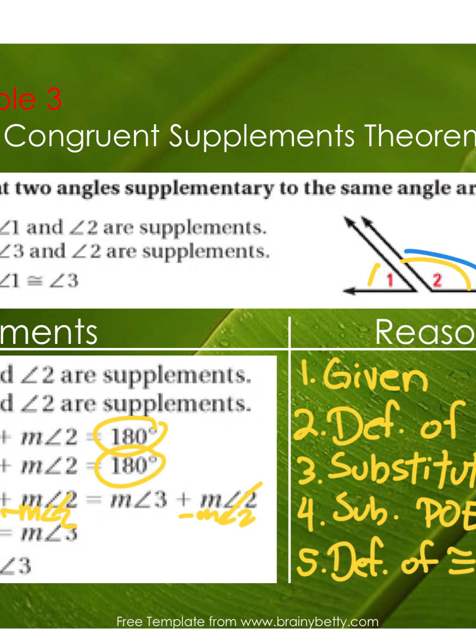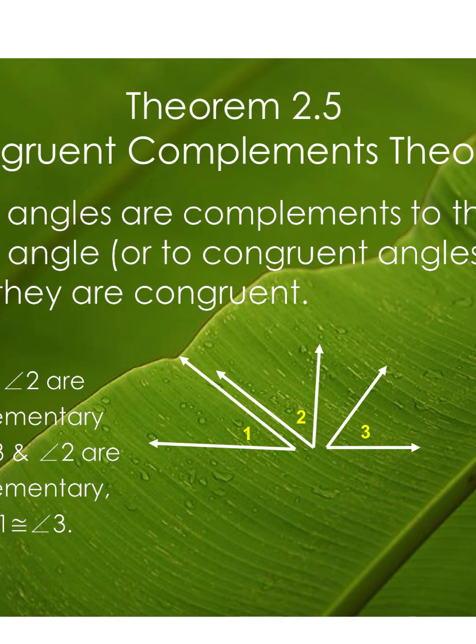Again, you can go from step 1 all the way to step 5 with the theorem that we just learned. We just proved the theorem, so now we can just go straight from 1 to 5. So, theorem 2.5, again, don't worry about the number, just know what it does and what it is. It's a congruent complement theorem.